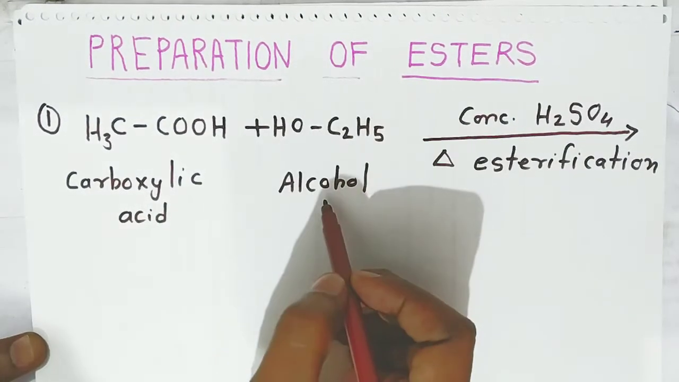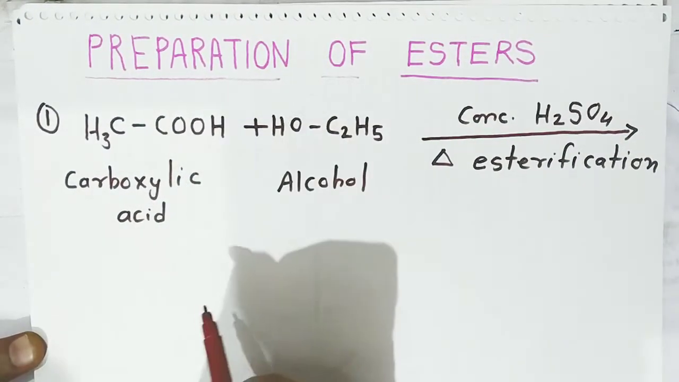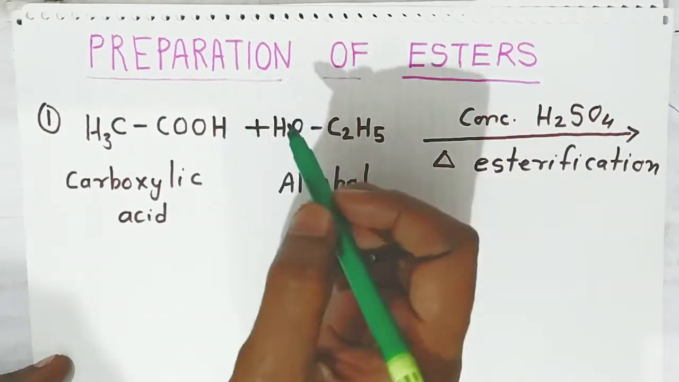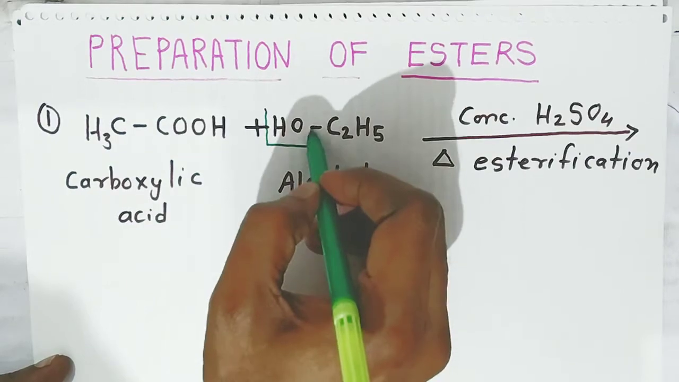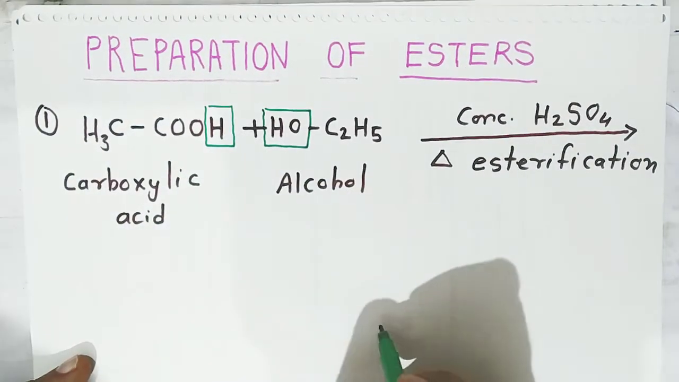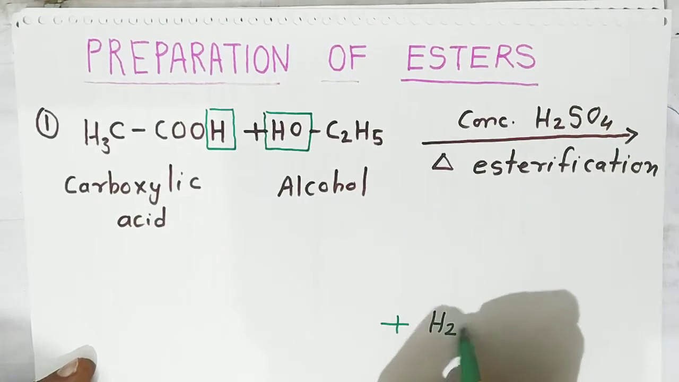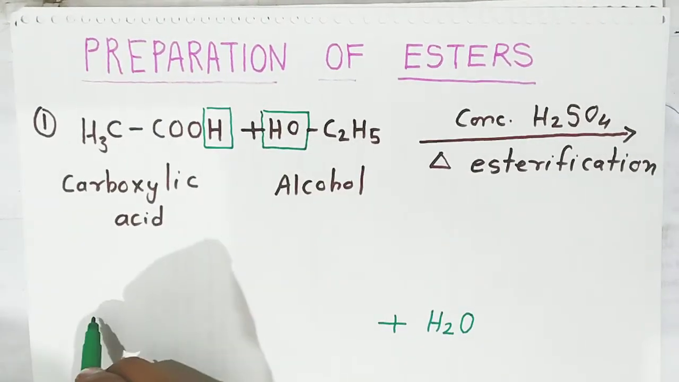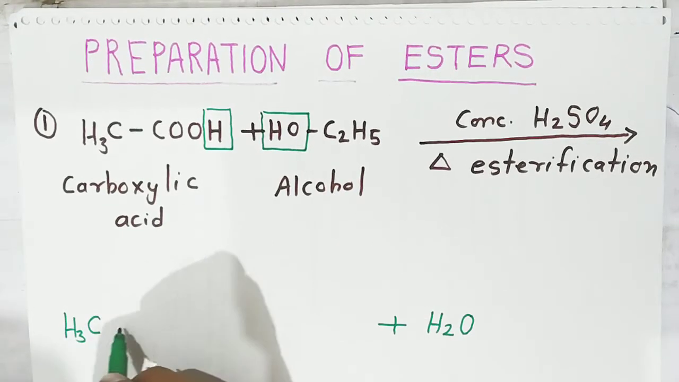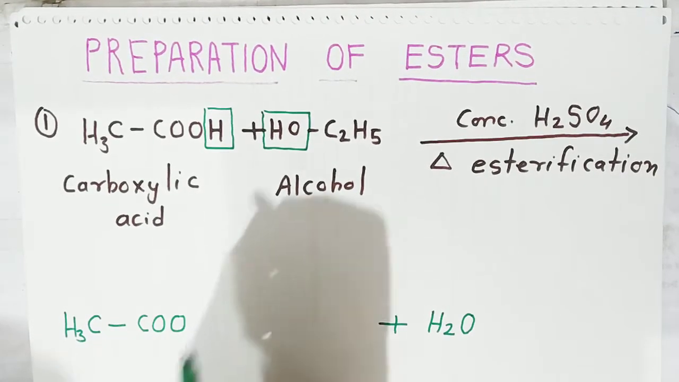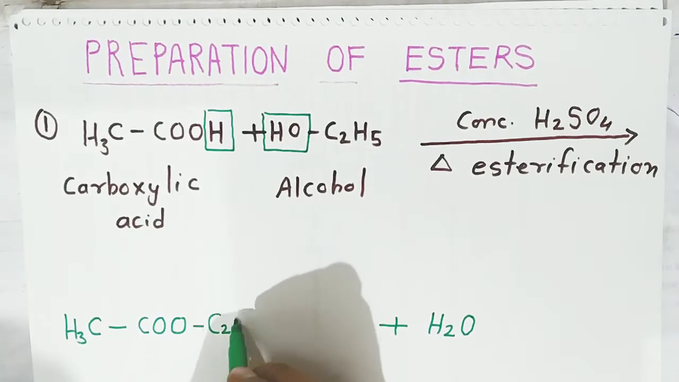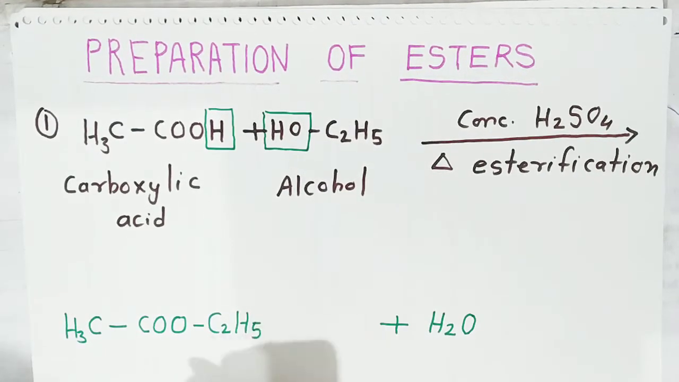Now students, what happens here in carboxylic acid and alcohol? The hydroxyl of the alcohol reacts with the hydrogen of the carboxylic acid, and it gives you water. This way, students, they form the ester. That is, CH3 will be as it is, COO. Now the alcohol group is remaining, that will combine, C2H5. So this is the ester, students.